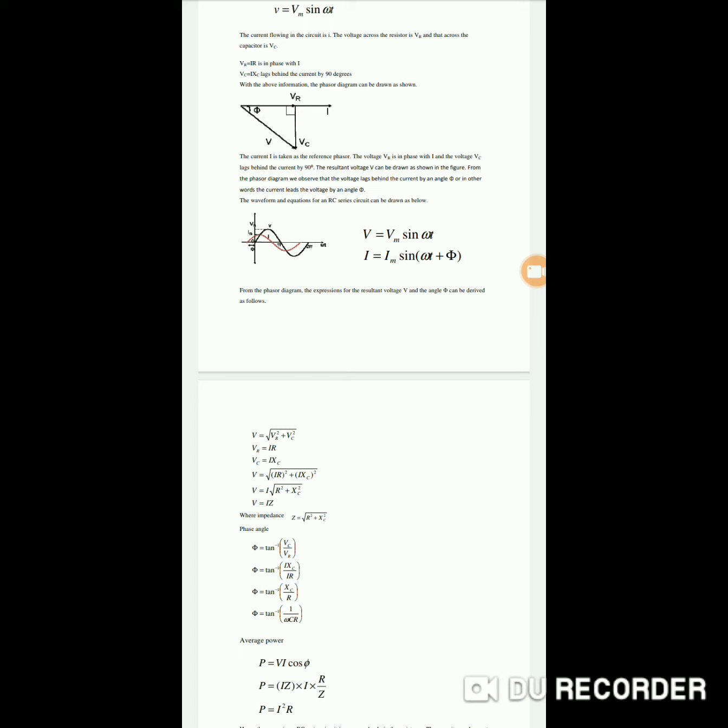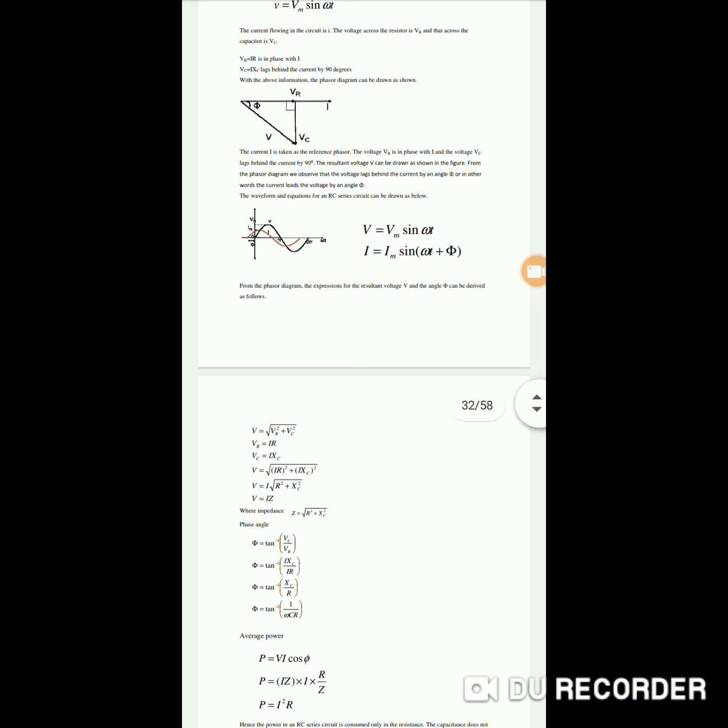Phi is equal to tan inverse of VC divided by VR. Substituting the values, for the capacitance I write I XC, and for the resistance I write I R. So phi is equal to tan inverse of I XC divided by I R. The current gets cancelled, so the remaining terms are XC divided by R.